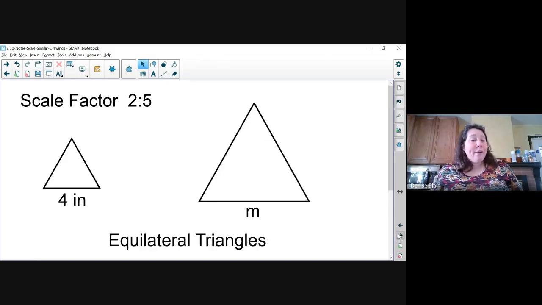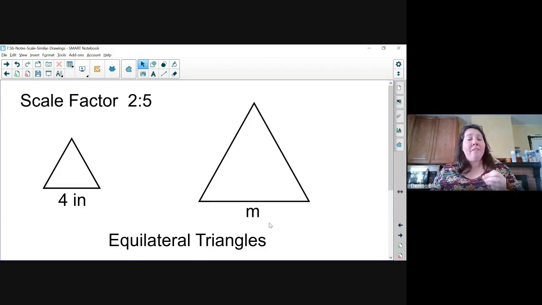We're going to keep the same scale factor. And now we're going to take a 4-inch triangle and we're going to enlarge it. Well, I know that 2 times 2 equals 4. So if I'm multiplying this by 2, I have to multiply 5 by 2. So m should be 10. Okay, so I know it's going to be 10.